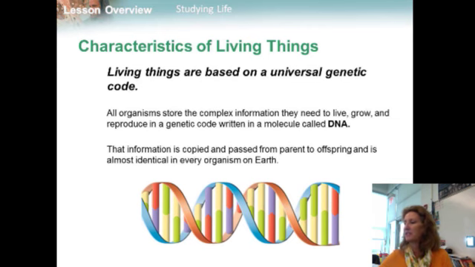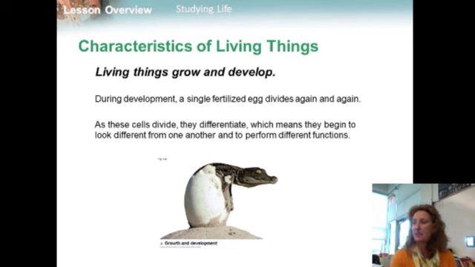That's the first characteristic. The next one is living things grow and develop. Each organism has a set pattern for growth and development. For example, like the baby alligator right there too.